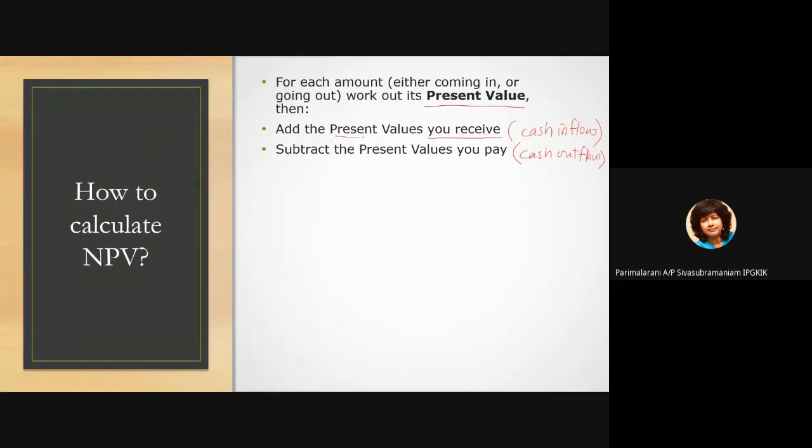So add all the money that is coming in, not the money, but the present value of the money that's coming in, minus the present value that you pay. That is the net difference. In other words, that is NPV.